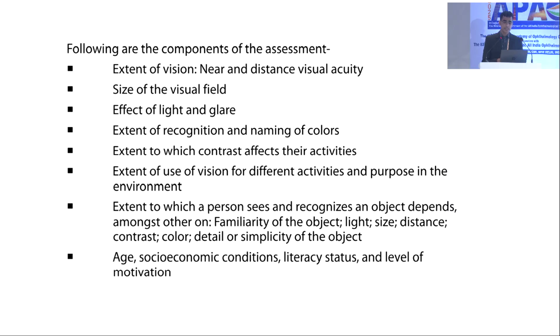visual acuity, and then the size of the visual field by the confrontation method or Goldmann perimetry. Then what are the effects of light and glare on their eyes and their working, the extent of recognition of faces, naming of colors, and the extent of use of vision for their activities of daily living, the purpose of their environment, whether they are in school or at home. The extent to which the person sees and recognizes an object depends on other factors as well: the familiarity of the object, light, size, distance, etc. And last but not least, the age, socio-economic condition, literacy status of the parents, and level of motivation of the parents are also very important considerations.